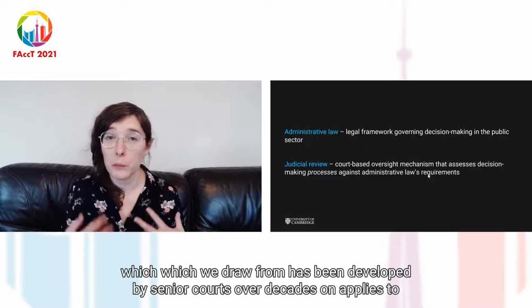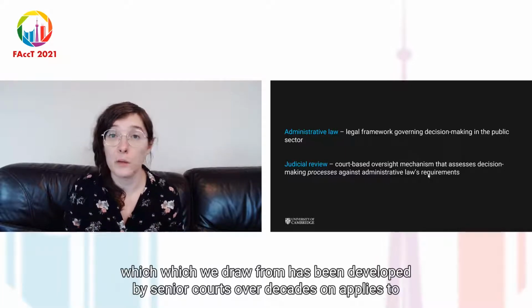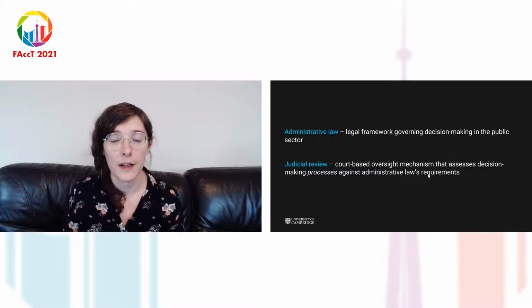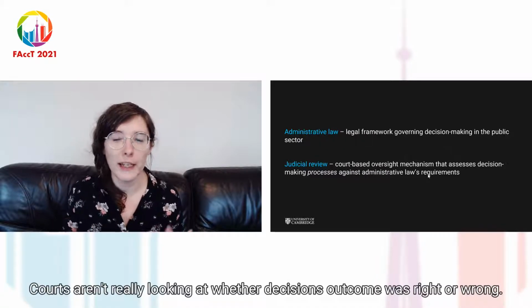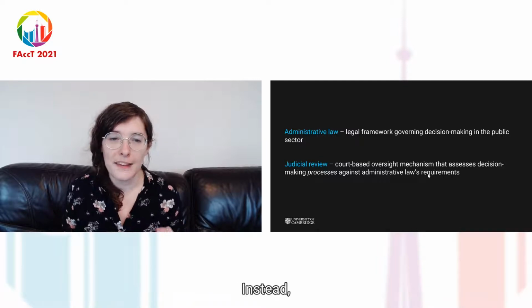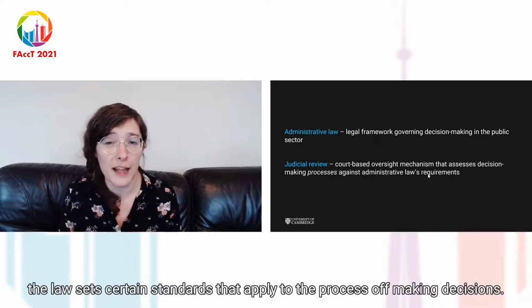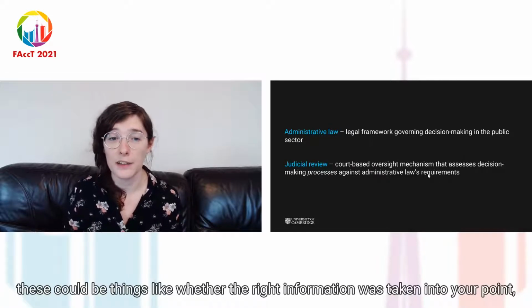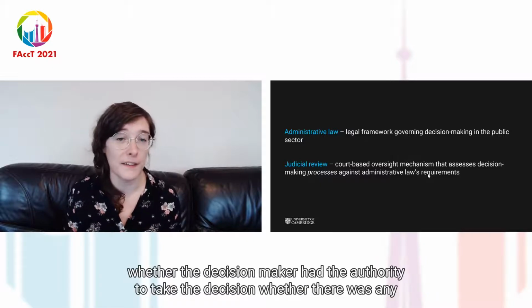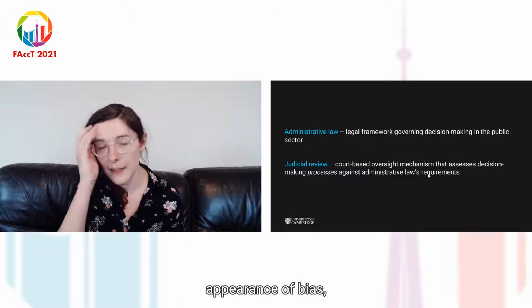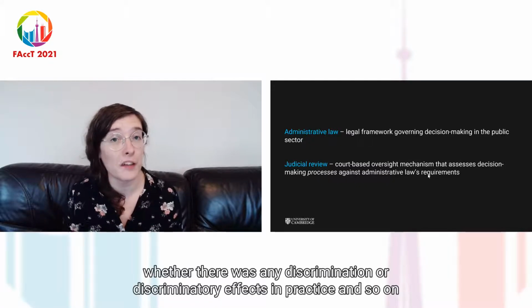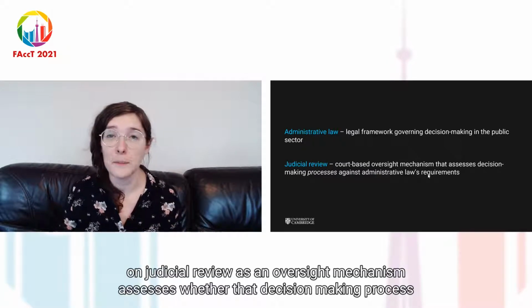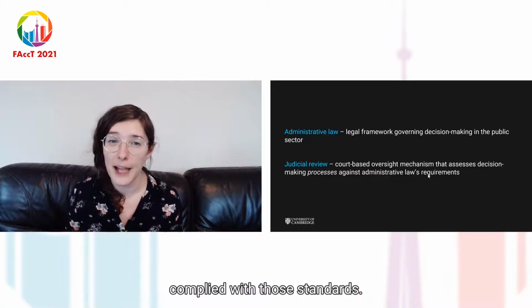English administrative law, which we draw from, has been developed by senior courts over decades and applies to even the most consequential decisions, including of literal life and death. In administrative law, courts aren't really looking at whether a decision's outcome was right or wrong. Instead, the law sets certain standards that apply to the process of making decisions. These can be things like whether the right information was taken into account, whether the decision maker had the authority to take the decision, whether there was any appearance of bias, whether there was any discrimination or discriminatory effects in practice, and so on. And judicial review as an oversight mechanism assesses whether that decision-making process complied with those standards.